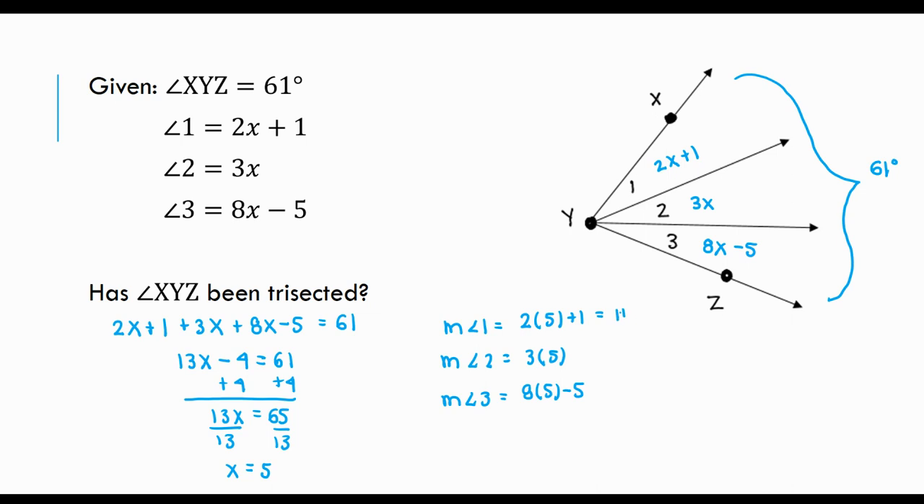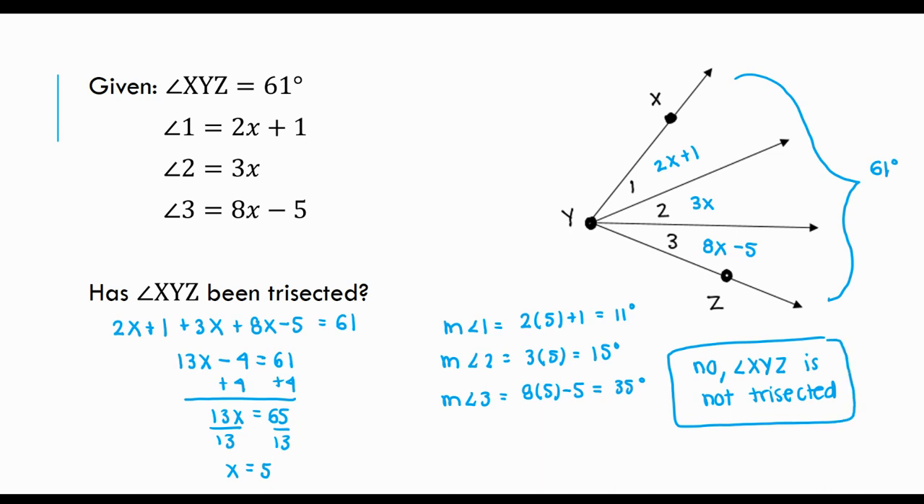2 times 5 is 10, plus 1 is 11. So angle 1 is 11 degrees. 3 times 5 is 15, so angle 2 is 15 degrees. We've got angle 3 is 8 times 5, so 40. 40 minus 5 is 35. So as we can see, each of those angles are different measures, and so because they are different measures, our answer is no, angle XYZ is not trisected. If they were all exactly the same measure, well then yes, we do have a trisected angle, but in this case, we do not.